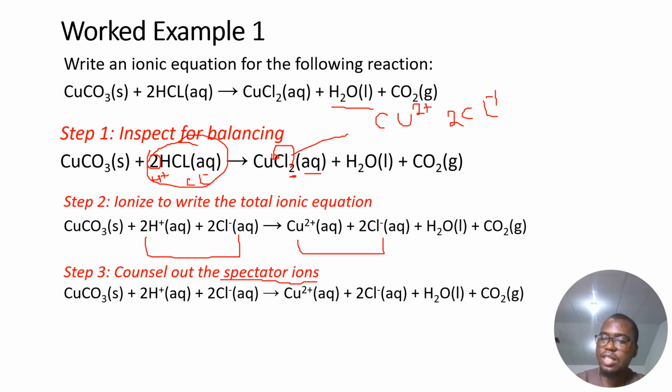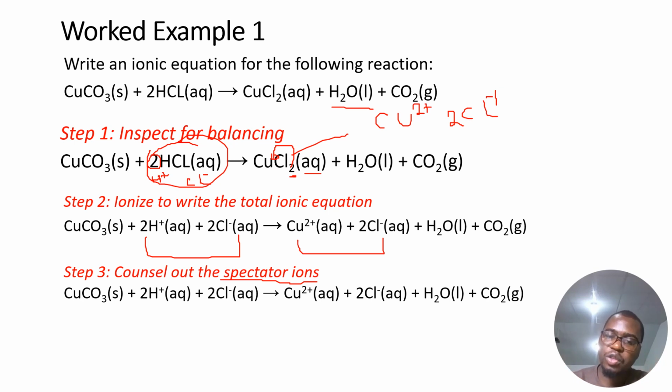So just listen to this one. Spectator ions are simply ions that are found in exactly the same way on both sides of the equation. Let's say if you have 2 on the left hand side, and on the right hand side you have 2. So 2 is exactly 2, so you cancel it out. It means it did not participate in the reaction. Hence, it has to be cancelled out.